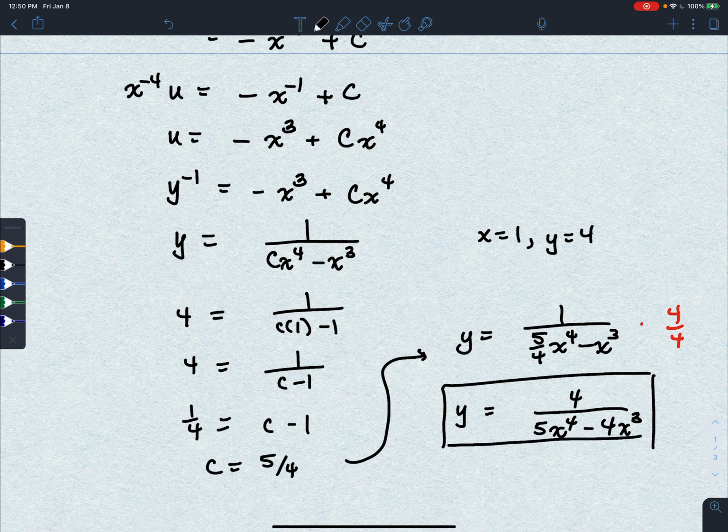So Bernoulli can be a little bit more time consuming because of the substitutions, but as it turns out, it just boils down to a first order linear anyway.